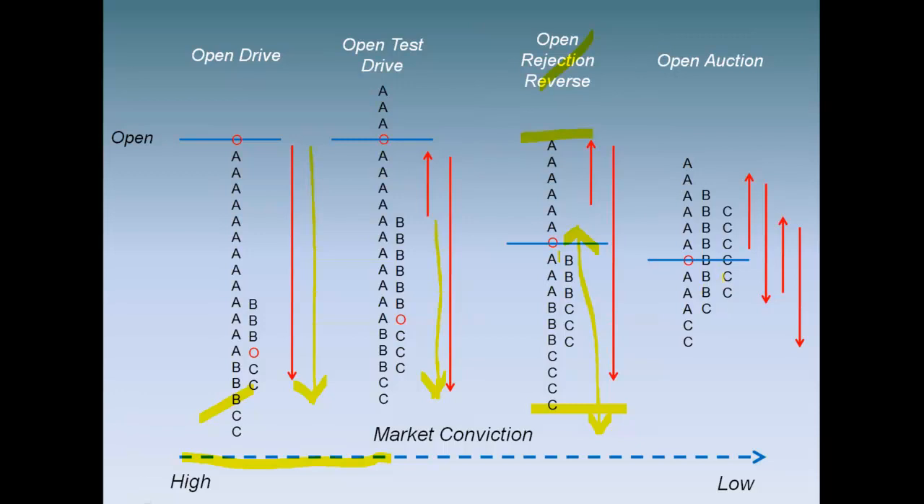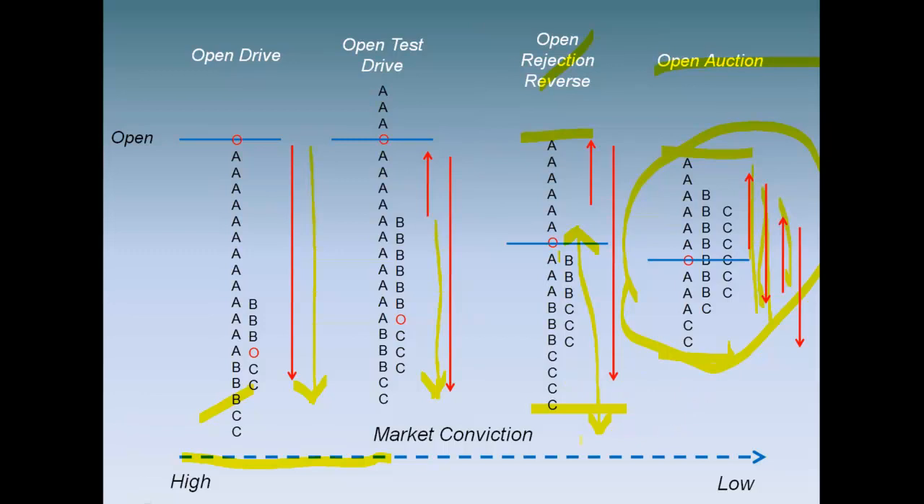Then the least conviction and the greatest level of uncertainty we're going to see in what we call the open auction. It's completely open. We're not quite sure what is going to happen, and it's characterized by this back and forth movement, up, down, within a very tight and limited range. And usually this is going to occur when the market opens right within the heart of the value area of the prior day.